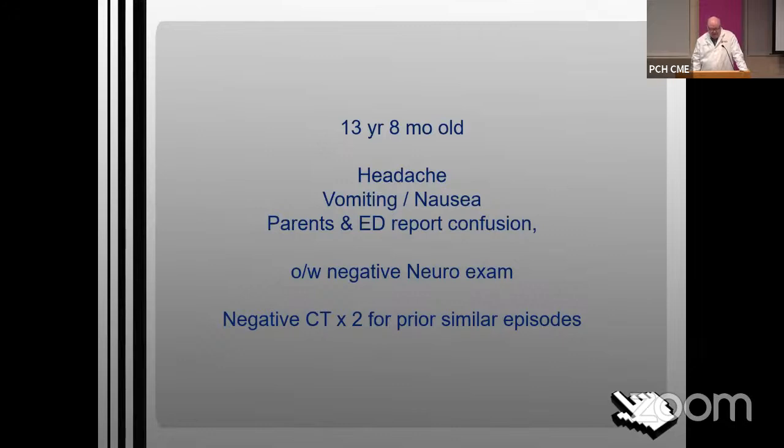So this is a different thing. This is the perfusion abnormality that is fairly new and fairly discussed at the moment. So we have a 13-year-old child who presented to our ED with headache, vomiting, and nausea. The parents in the ED report the child was confused, had otherwise a negative neuro exam, and a negative CT twice for prior similar episodes.